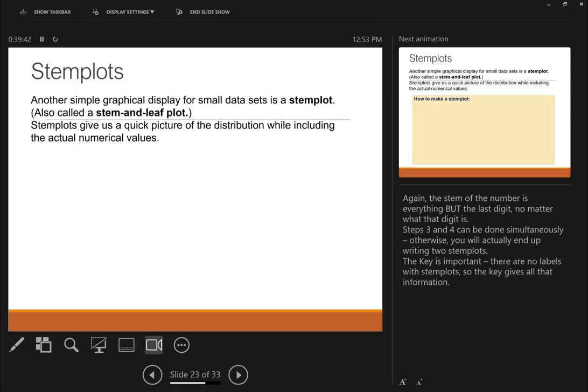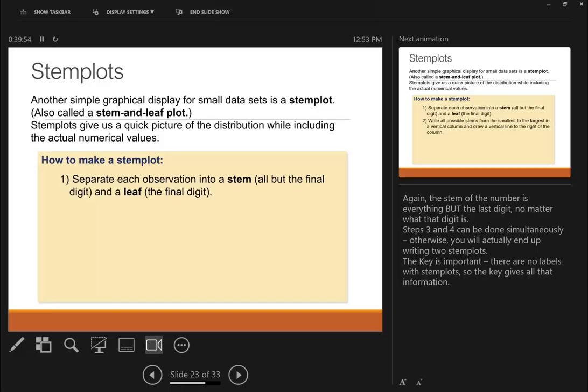Another type of graph is a stem and leaf plot, or sometimes just called a stem plot. So the idea here, you're going to have a vertical column of numbers. That's the stem. That would indicate, like, maybe the tens digit or the hundreds digit or something. And then the leaf is the final digit. So the leaves are always just numbers between 0 and 9. You can't have double-digit numbers as leaves.